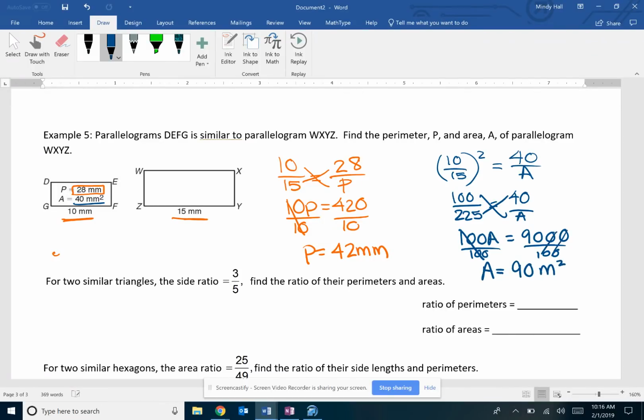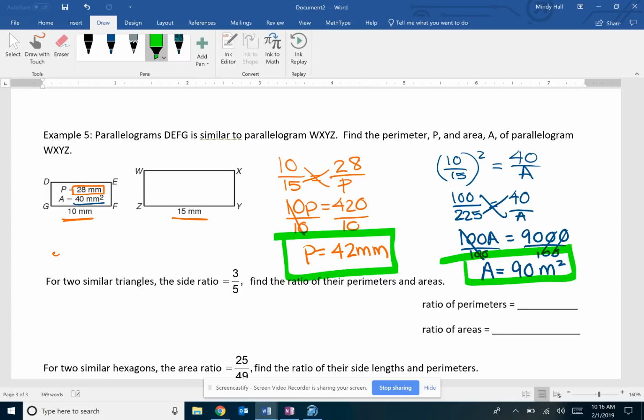Okay, and you can even do that without a calculator. Just cancel out those zeros. All right, and if you really want to check yourself, you can just plug it back into the proportion. When you plug in 90 where the A is, you'll still end up getting that 9,000 equals 9,000.